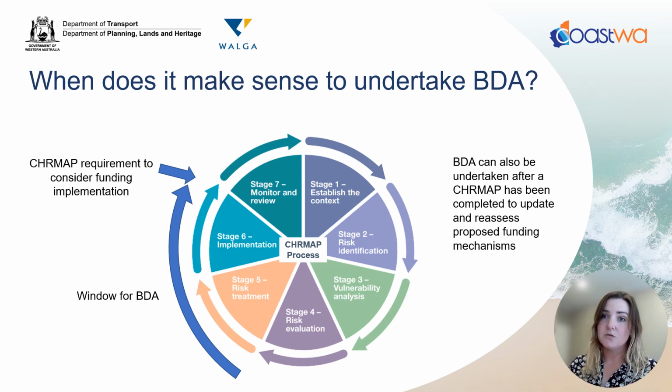When does it make sense to undertake benefit distribution analysis? Well, the CHAR map guidelines include a requirement to consider benefit distribution analysis for funding and implementation during stage 6, but you can undertake a benefit distribution analysis before that stage if you want to. You can also undertake it after the CHAR map has been completed. You might want to update and reassess proposed funding mechanisms. New information might have come to light. The CHAR map process is a circular process. There will need to be updates over time, so that's pretty standard.